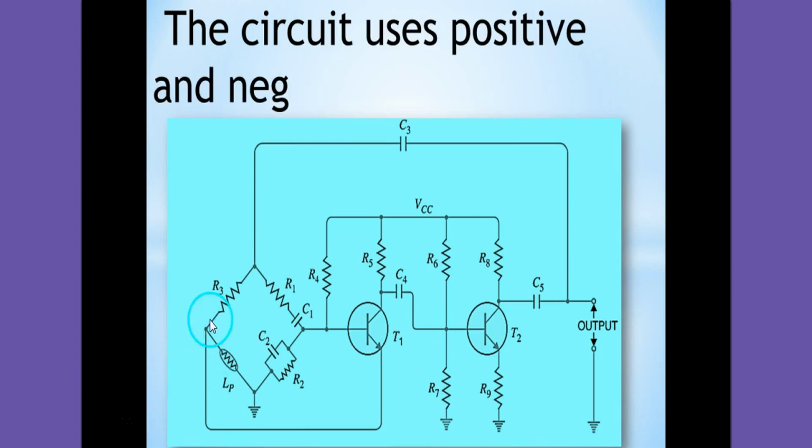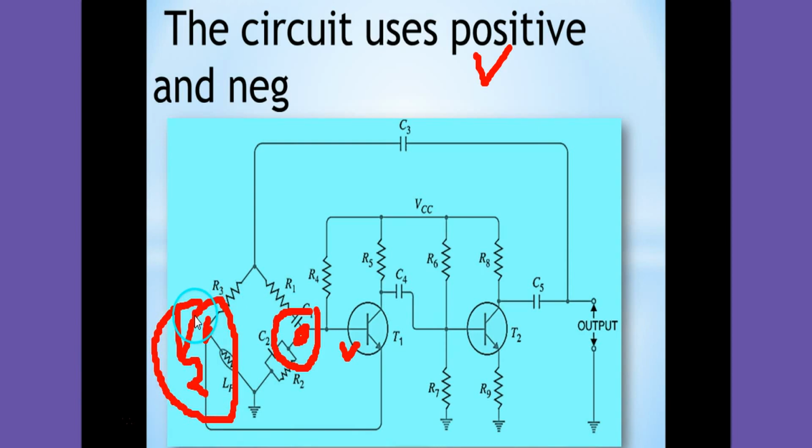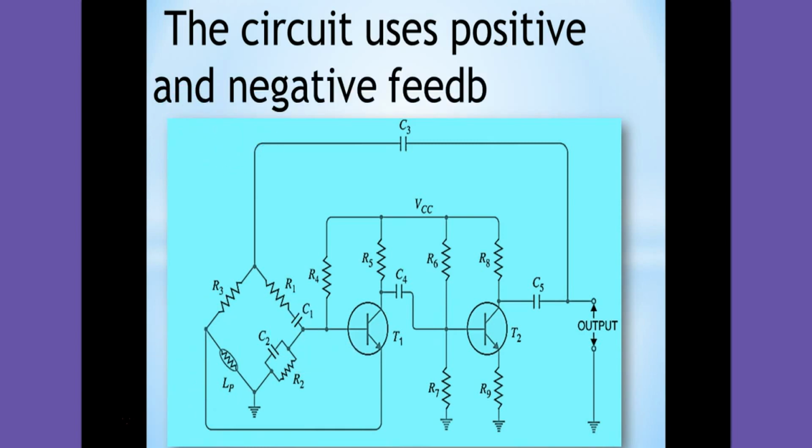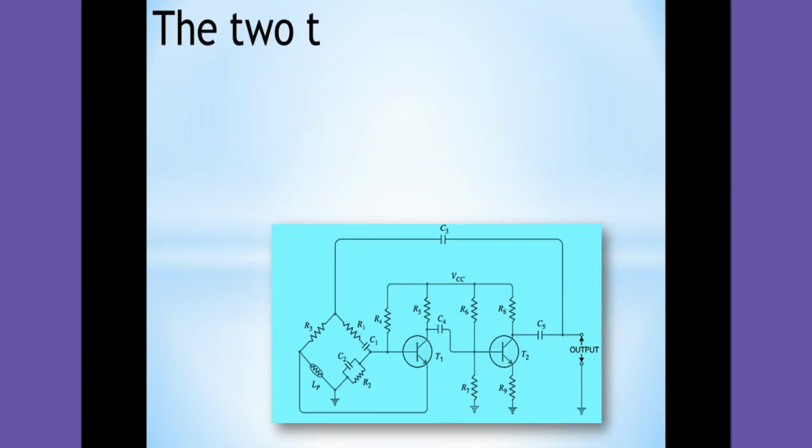There are two voltages: at this node it is V2, at this node it is V1. V1 is at the base of transistor T1, V2 is at the emitter of the transistor T1. If V1 is more positive as compared to V2, then it is a positive feedback. If V2 becomes more positive with respect to V1, then it will be a negative feedback.